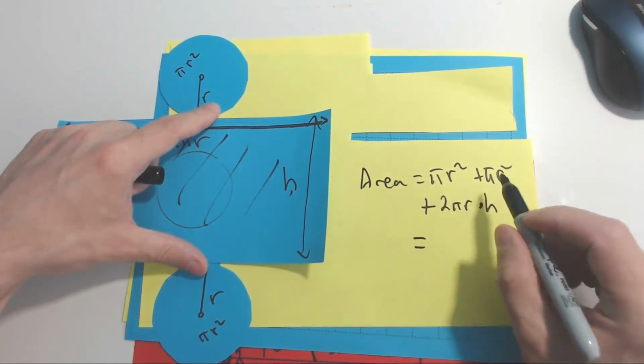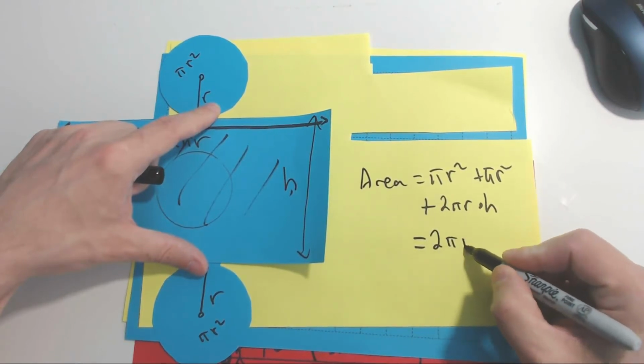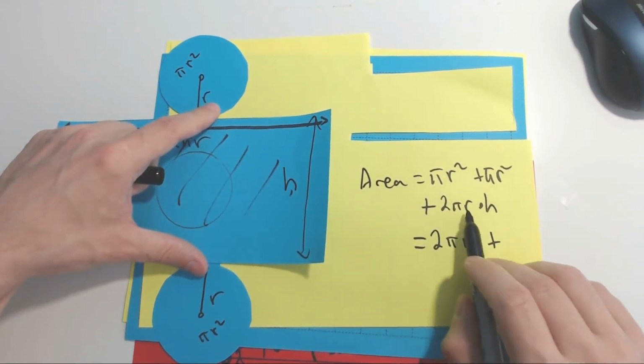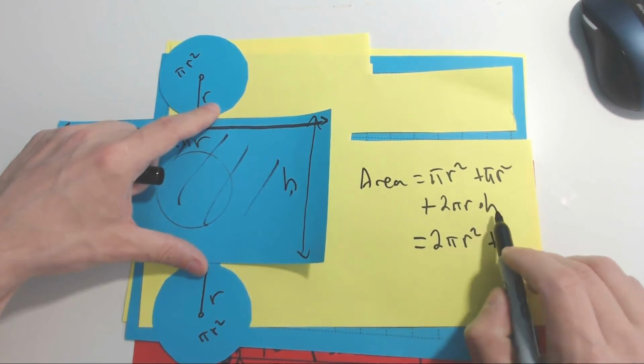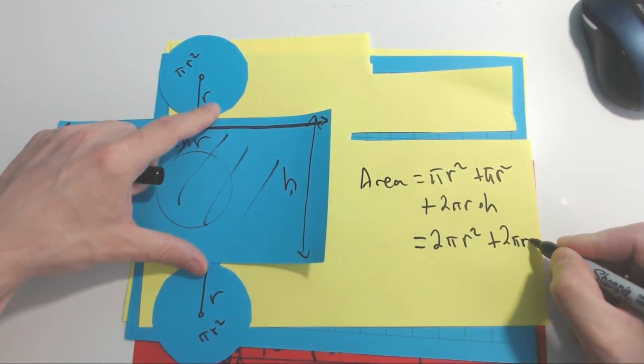And then you just simplify it a little bit. This is pi r squared plus pi r squared, that's 2 pi r squared. And this is 2 pi r times h, so that you can keep in that form already. So I'm going to say here plus 2 pi r h.